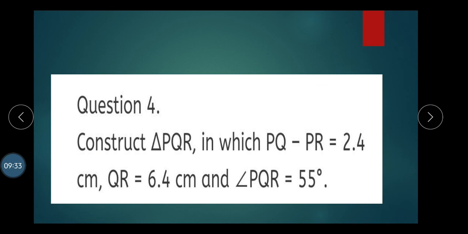Question 3 is omitted. Question number 4. Construct triangle PQR in which PQ minus PR is equal to 4.2 centimeter, QR is equal to 6.4 centimeter and angle PQR is equal to 55 degree. I hope you people are remembering something. Yes, it is from construction 2. It states how to construct a triangle when its base, an angle adjacent to the base, and the difference between the remaining sides are given.